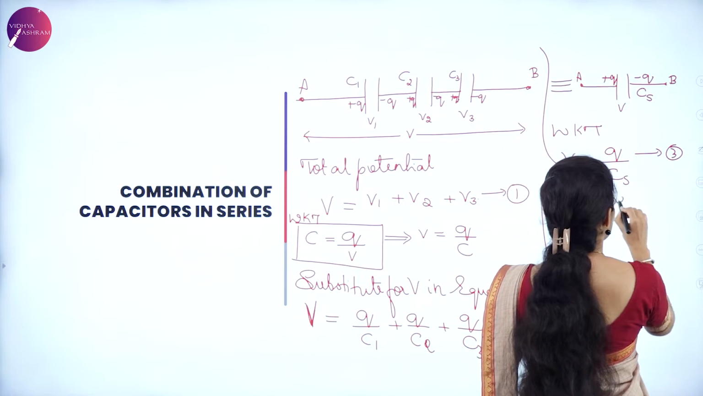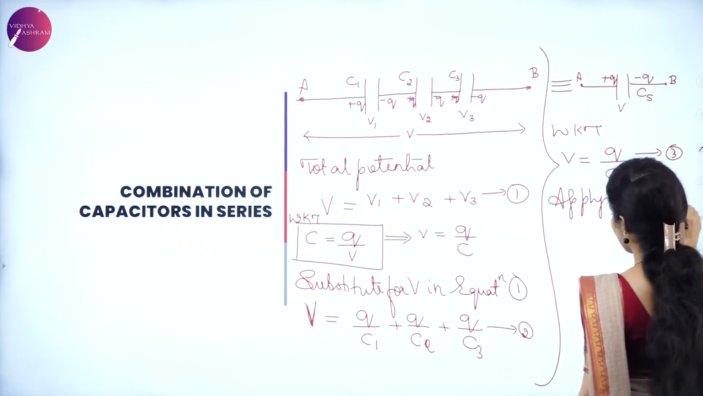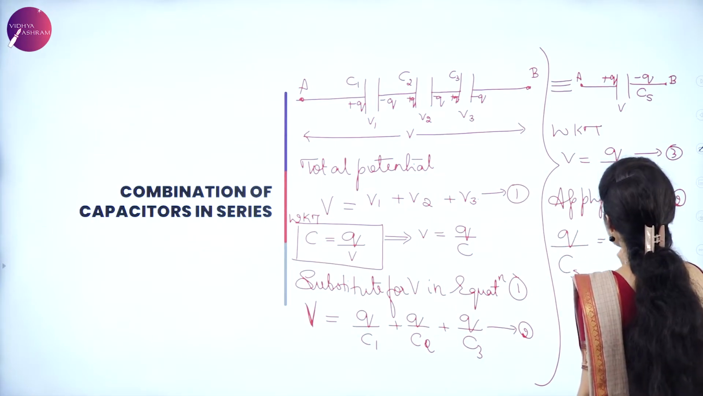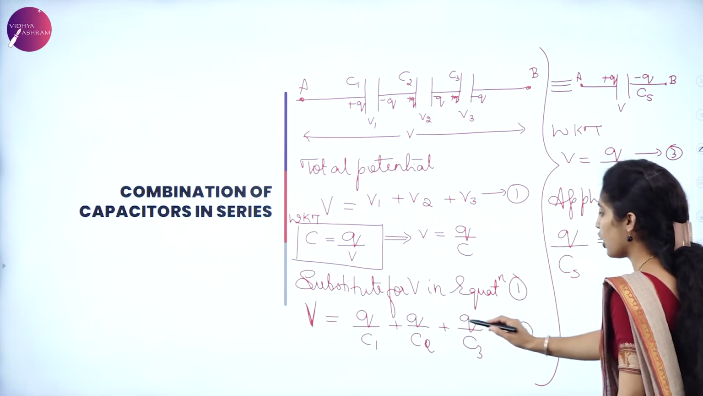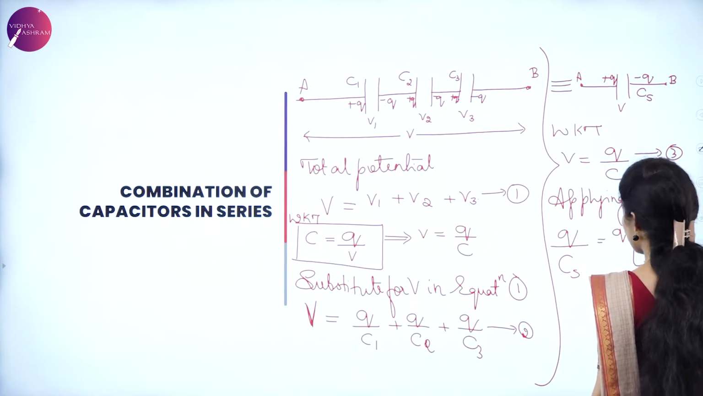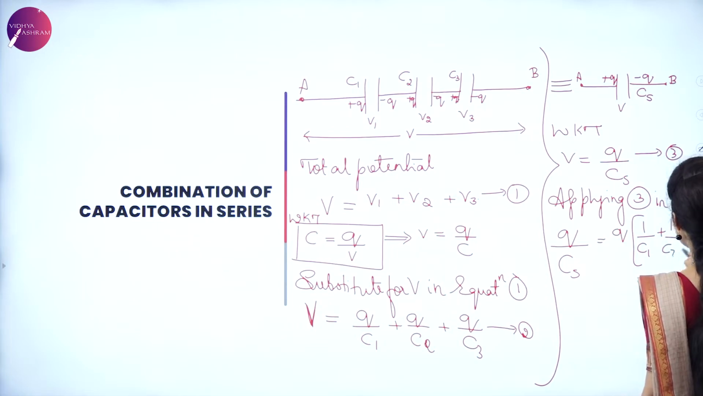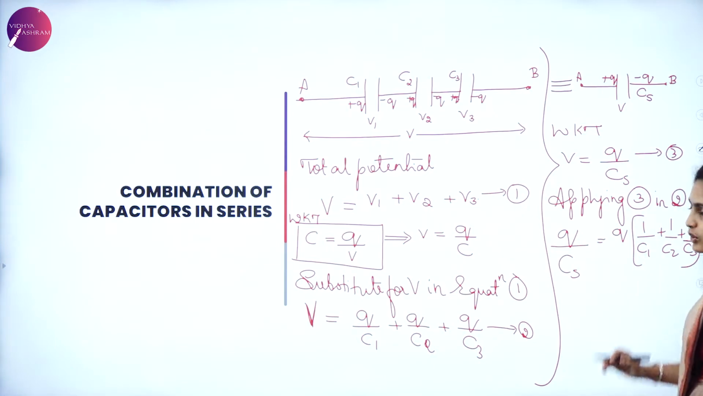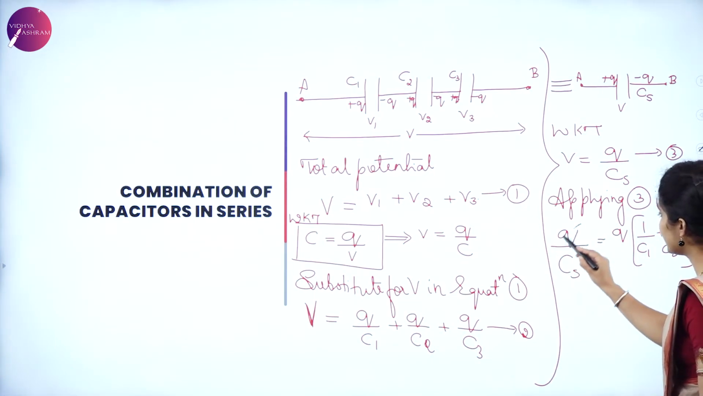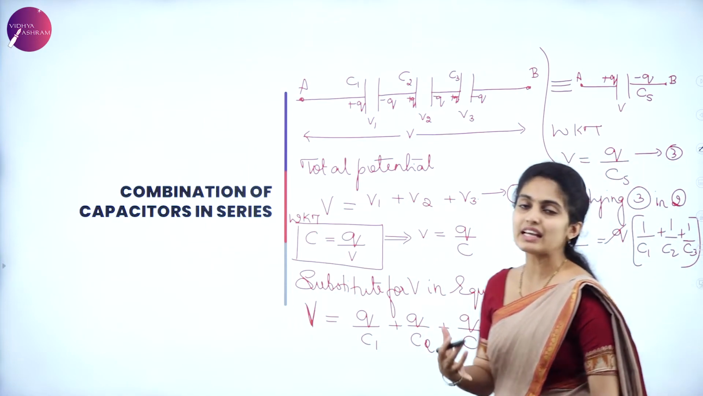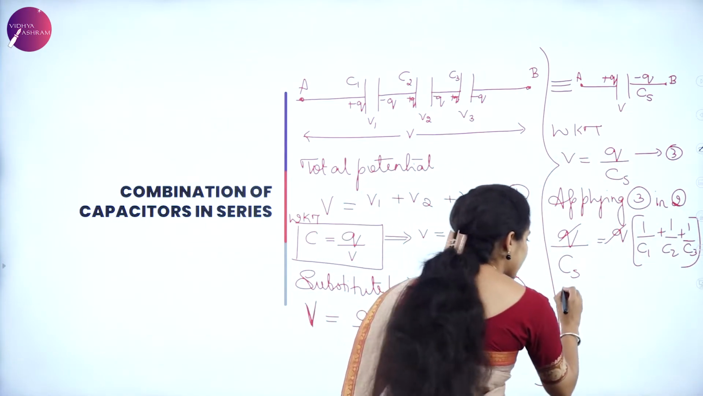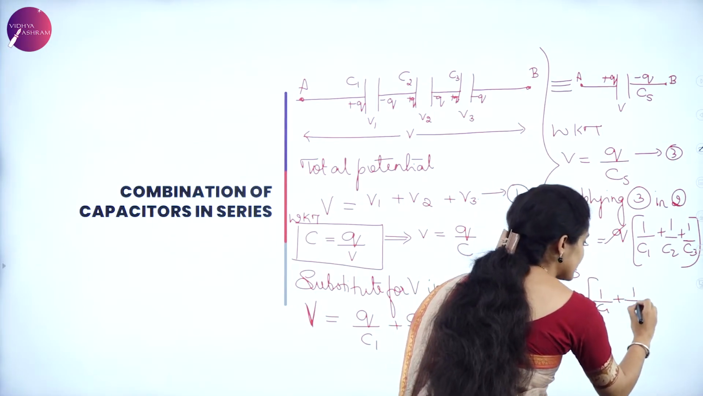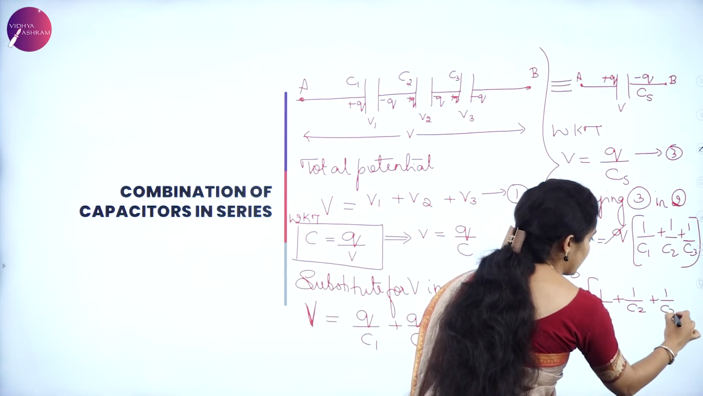Applying equation 3 in equation 2, you have Q divided by CS is equal to Q times, taking common out from this, 1 divided by C1 plus 1 by C2 plus 1 by C3. So this is the equation over here. Now on cancelling Q and Q from your left hand side as well as right hand side, you are left with 1 by CS is equal to 1 by C1 plus 1 by C2 plus 1 by C3.